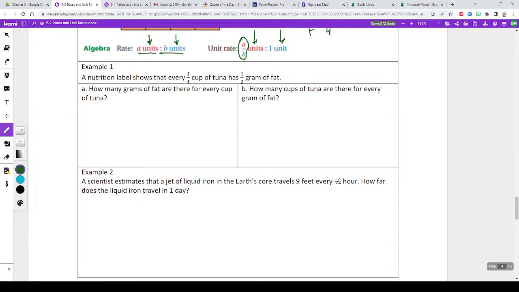All right. A nutrition label shows that every quarter cup of tuna has 1/2 gram of fat. So how many grams of fat are there for every cup of tuna? So we've got 1/2 gram of fat for every 1/4 cup of tuna. So we're going to perform keep, change, flip. That's 1/2, then we change the division to multiplication, and then we take the reciprocal of 1/4, which is 4/1. And so 1/2 times 4 is 2. So we have 2 grams of fat for every 1 cup of tuna.